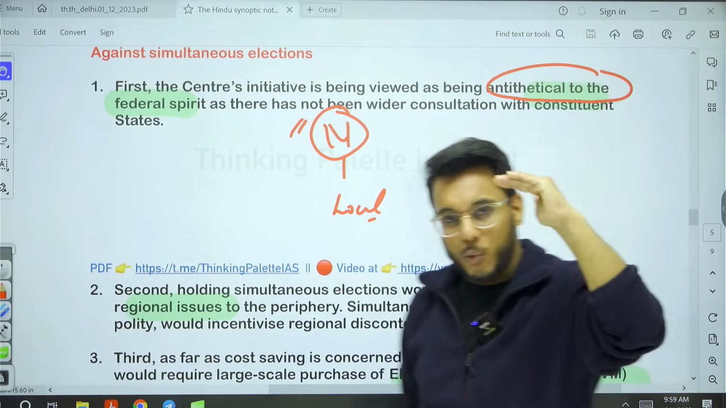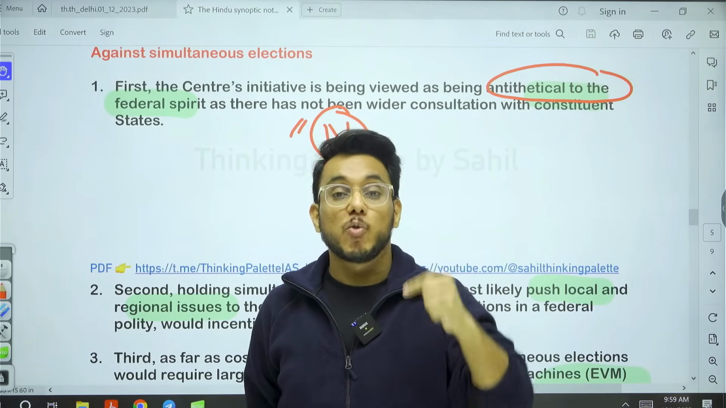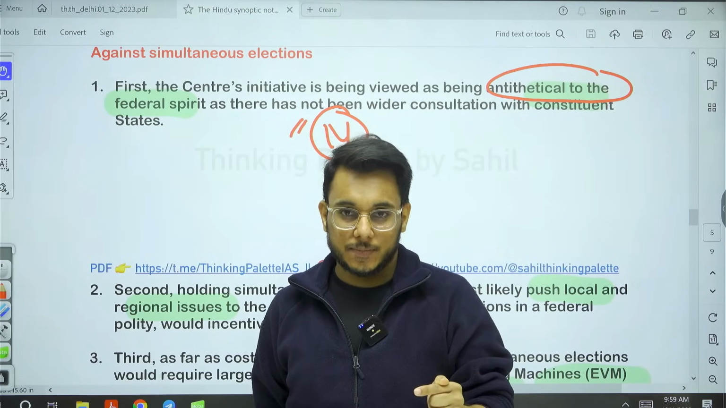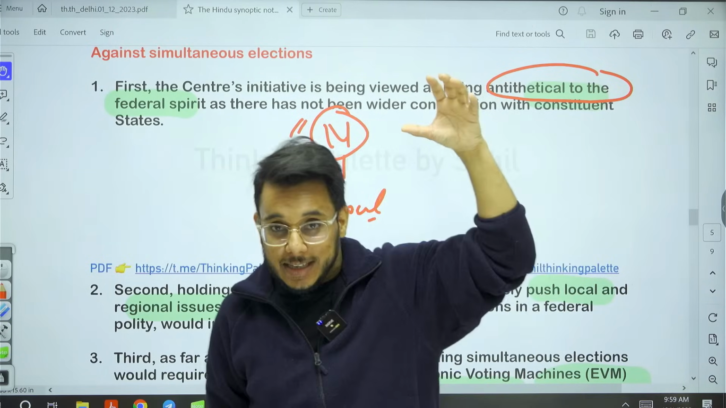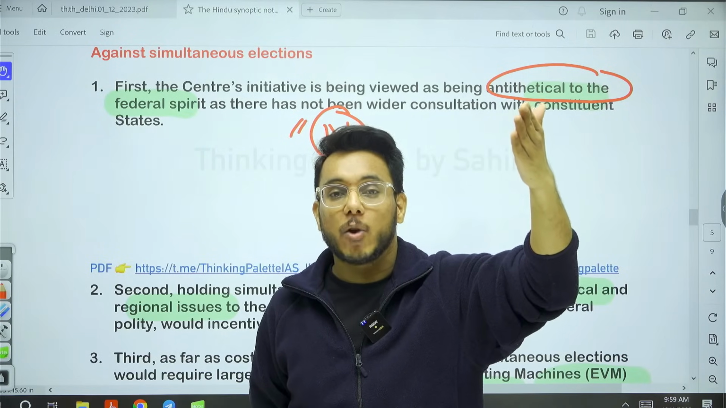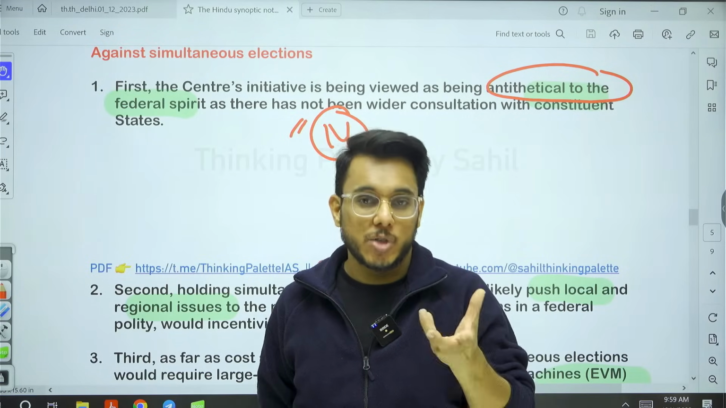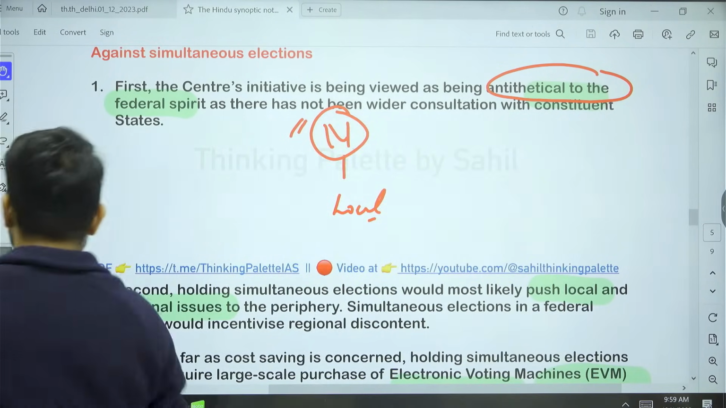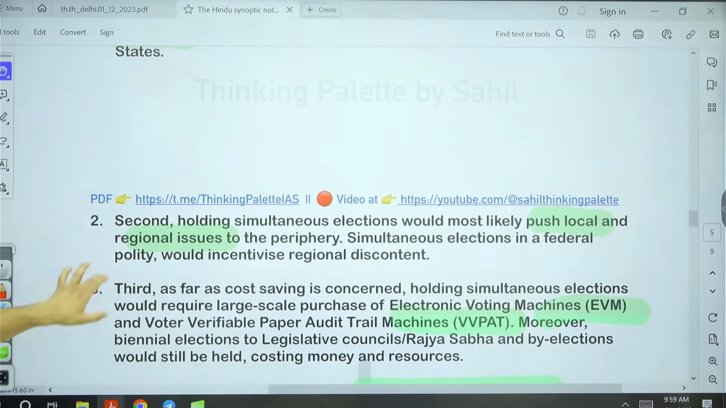Let's say elections are happening at one time. Now guys, understand there are many voters who want a different party at the center and a different party at the state. What might happen is that as elections for the Lok Sabha are also held together, the campaigning done on national issues will become so important that it will overpower local issues. So this is one problem. The second problem is that it will push local and regional issues to the periphery.